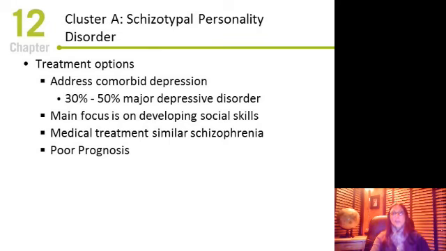All right. So treatment options: address comorbid depression. It says 30 to 50% meet the criteria for major depression, right? So the main focus is on developing social skills. You address the fact that there is comorbidity with the client. Medical treatment is similar to that used with schizophrenia. The treatment prognosis is generally poor. We'll be going through many of the treatment options when we get to schizophrenia too. Okay.